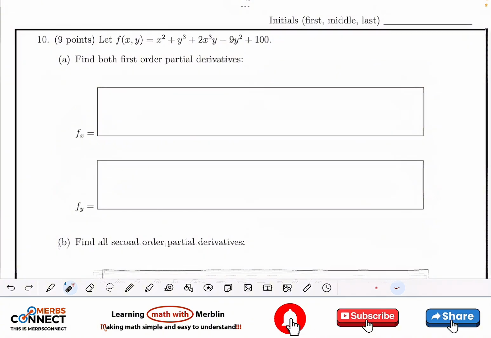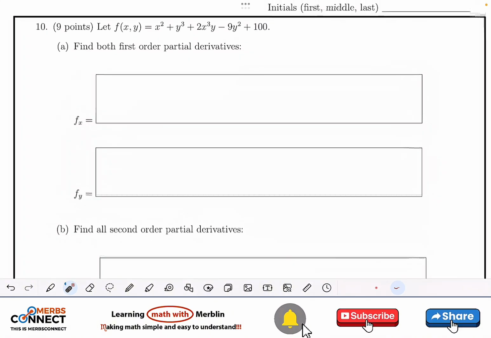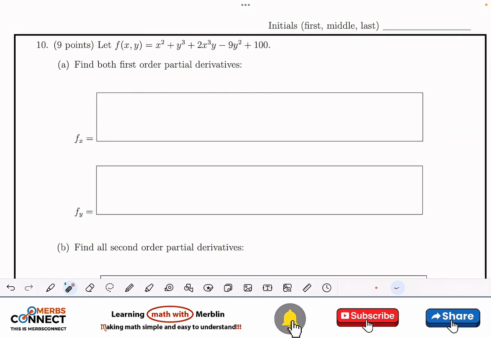Oh, I love this. Okay, good. I love these questions. I love them. So let's look at question 10. We have a function like this.